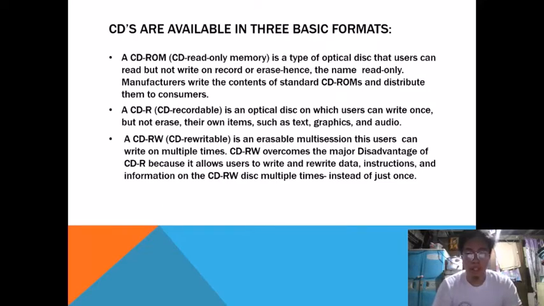A CD-R, CD recordable, is an optical disc on which users can write once, but not erase, their own items such as text, graphics, and audio. A CD-RW, CD rewritable, is an erasable multi-session disc that users can write on multiple times. CD-RW overcomes the major disadvantage of CD-R because it allows users to write and rewrite data, instructions, and information on the CD-RW disk multiple times instead of just once.